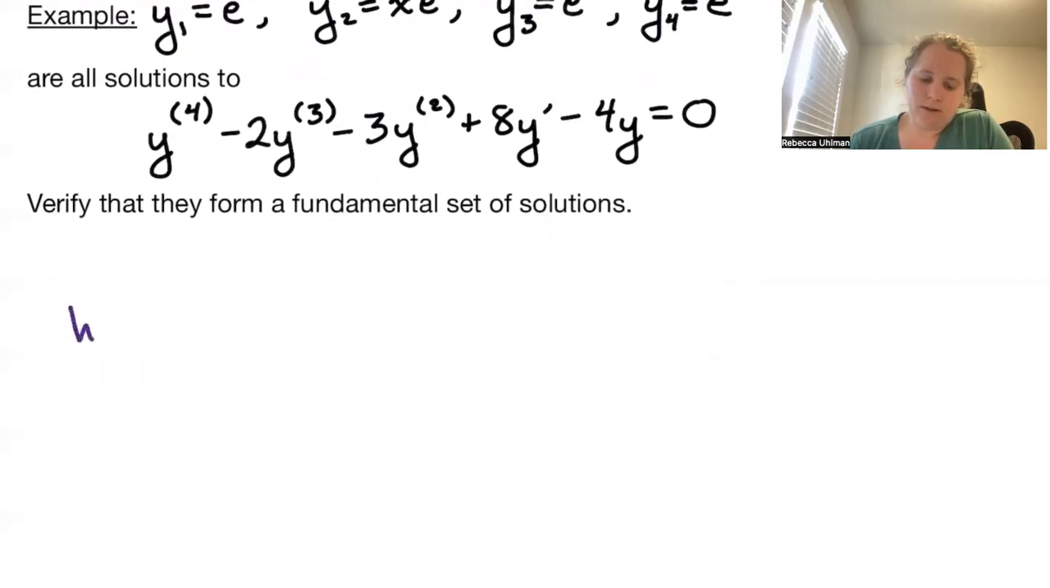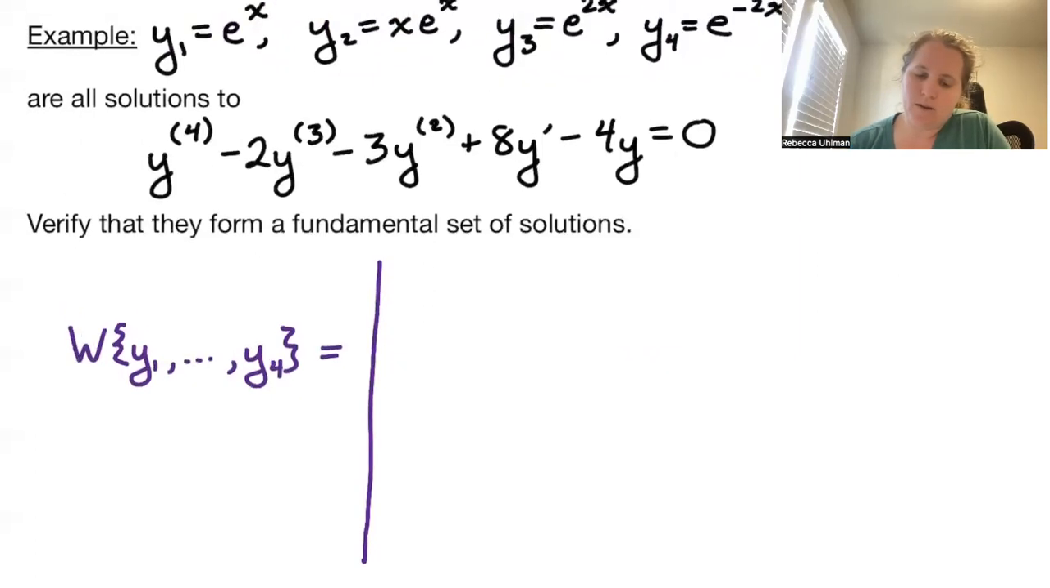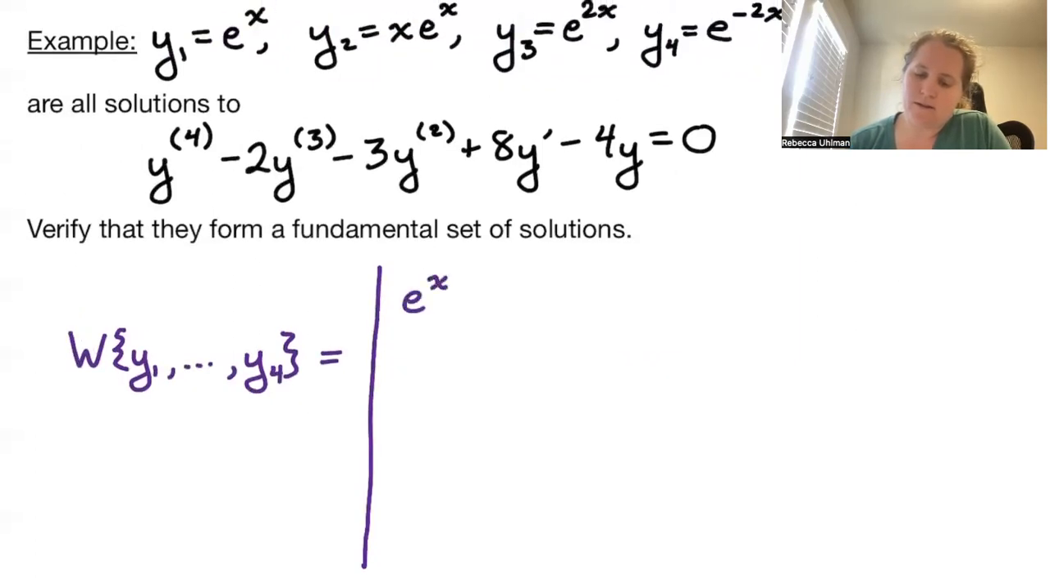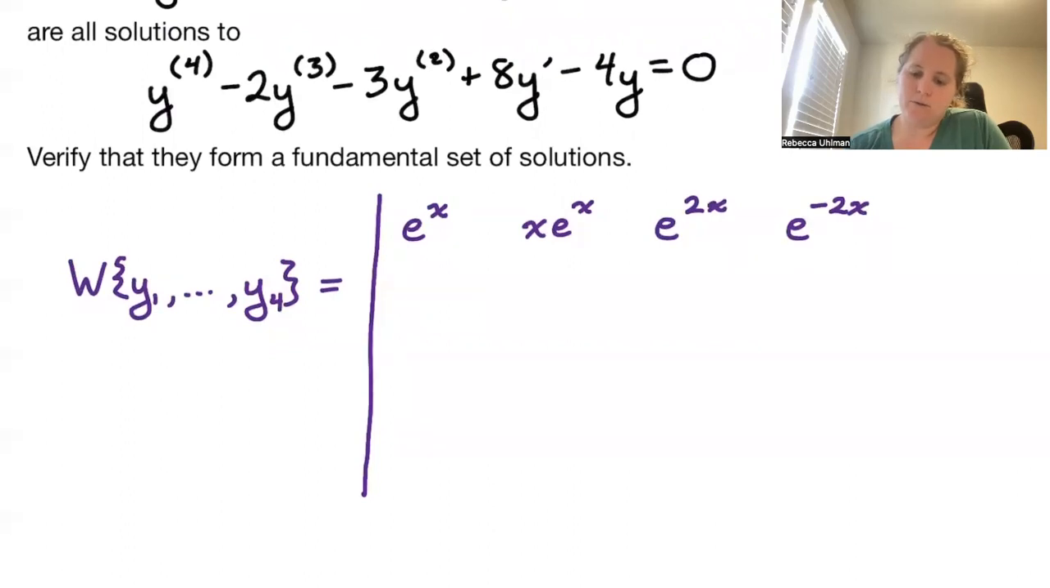So we know that the Wronskian of y1 through y4 is equal to the determinant of y1, y2, y3, y4 across the top. So we have e to the x, x e to the x, e to the 2x, and e to the negative 2x across the top. And then we have derivatives. That first column will go e to the x, e to the x, e to the x, all the way down.